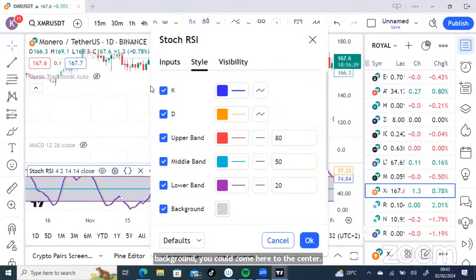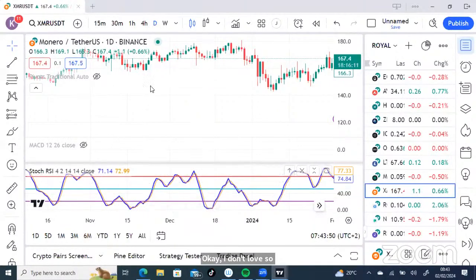Give me one in the chat if the style is clear before I go back to the input. So you got your indicator and give it that. Okay, I don't love so much coloring, so I'll get the background out of my screen.